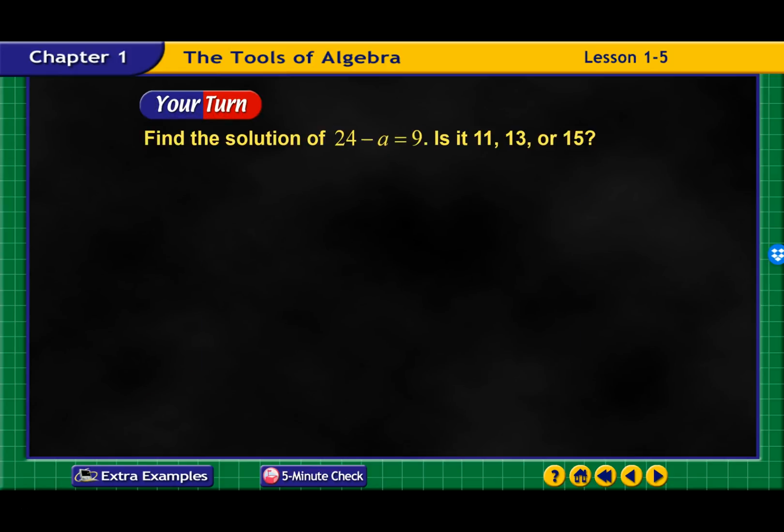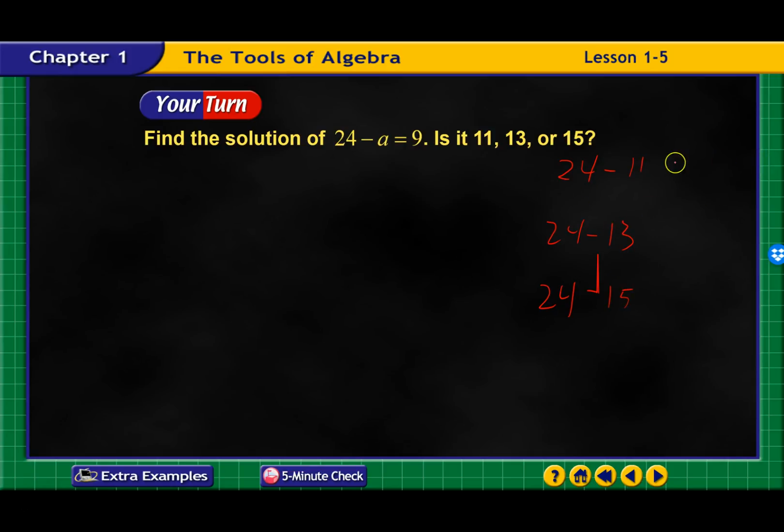So your turn. Pause this one, give it a shot. Okay, so I would put this into a chart, or I can just write them out here, which is what I'm going to do over here on the side. So 24 minus 11, 24 minus 13, and 24 minus 15.